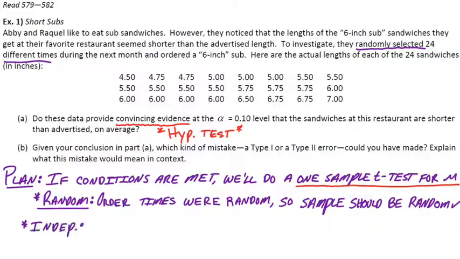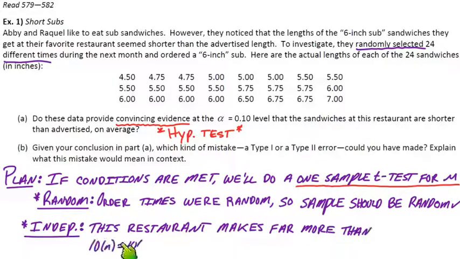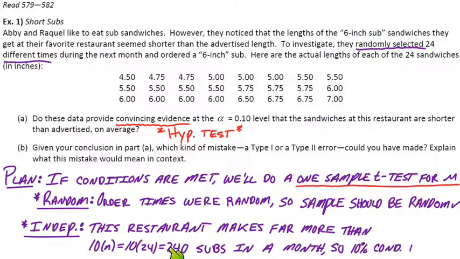Next, the independence condition. So they definitely sampled without replacement here, but they only sampled 24 subs, so that should be way less than 10% of all subs made at this restaurant in a month, right? Further, we could just say this restaurant makes way more than 10 times the sample size. So 10 times 24 would be 240. Right, that's a really safe bet in this case. This restaurant makes far more than just 240 subs in a month, so the 10% condition is met here. Check mark.